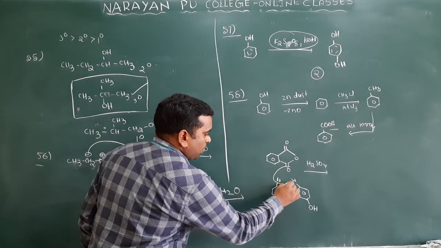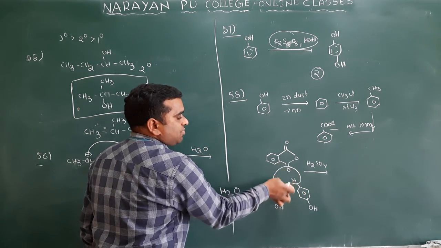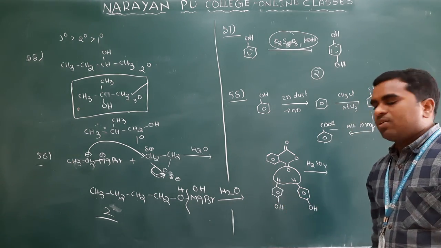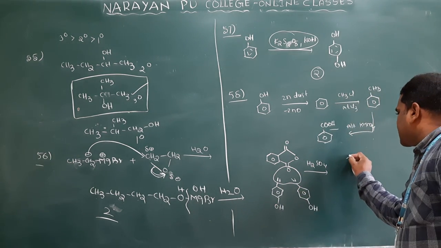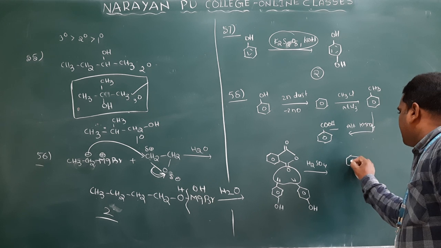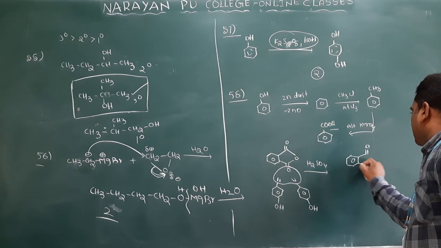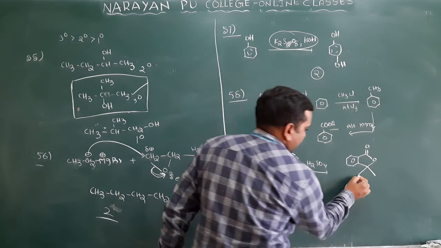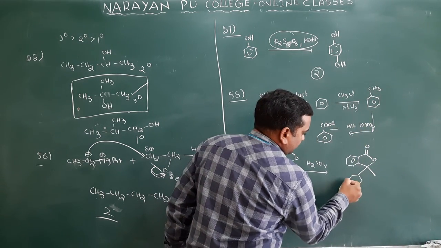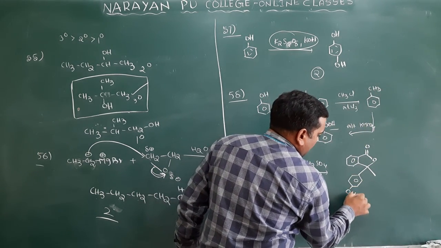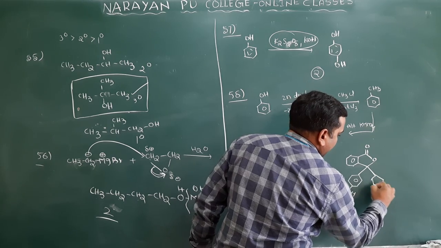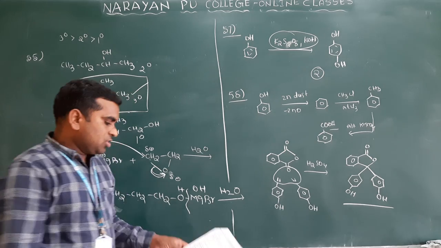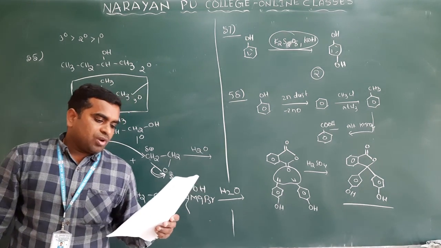Then water molecules will be removed. Means attack takes place at which position? Para position. Clear? Because para position is more reactive. So that's why at the para position reaction takes place, then you will get the compound here, C double bond O, and here there will be an O. Here there is phenol, one phenol. Clear? So this is one phenol and this is another phenol. So this would be called phenolphthalein. Clear? So your option should be what over here? Phenolphthalein.